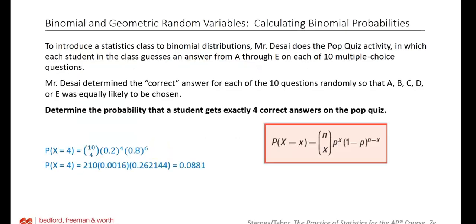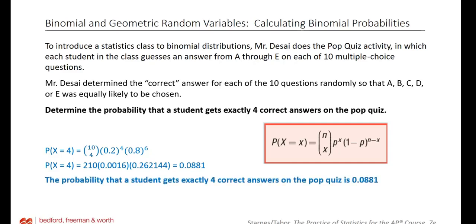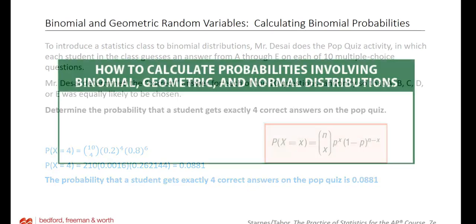So they plugged into the formula and they got 8.8%, right? So they did the same thing. They wrote it out individually like that. I don't think you have to do that. I would type it all in the calculator all in one fell swoop like we did, and you'll get it. The probability is 8.8% that you get exactly 4 right on the quiz.